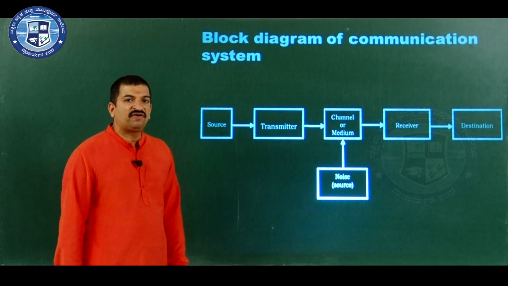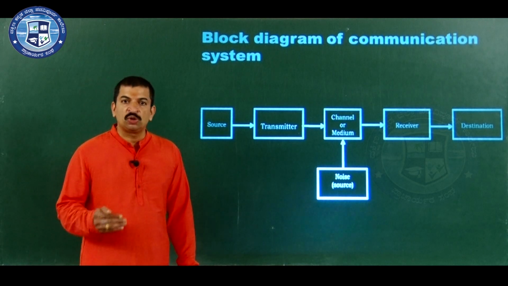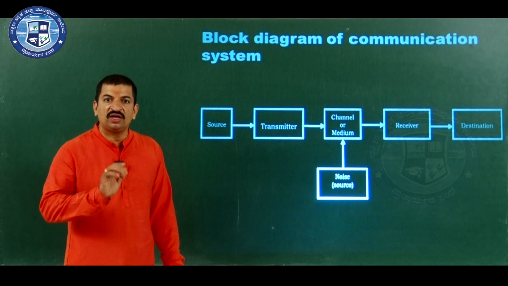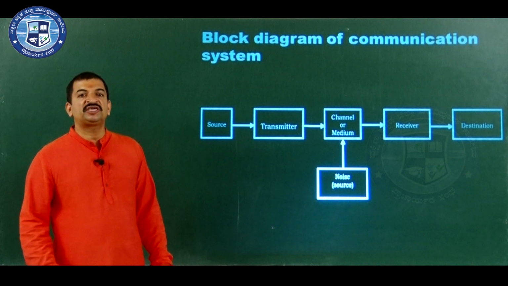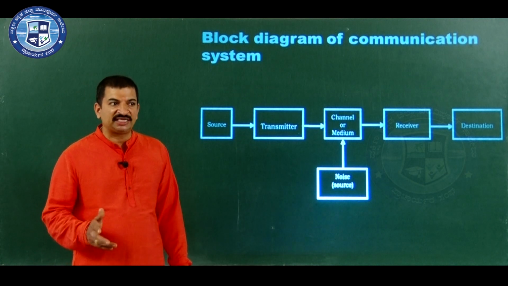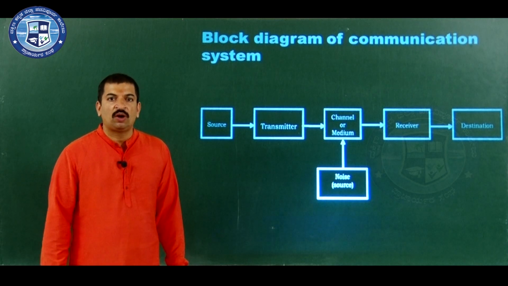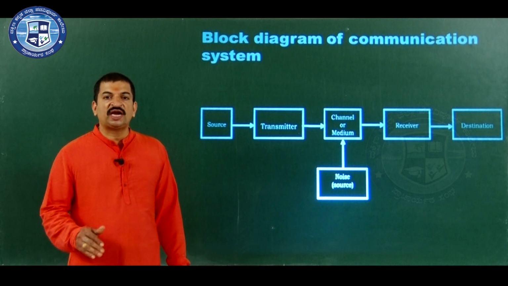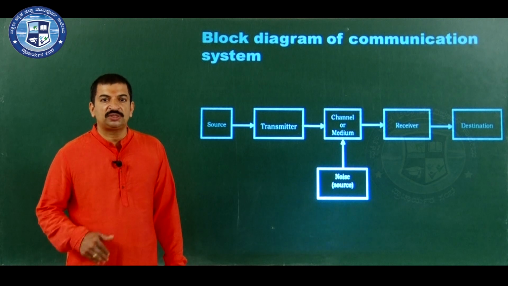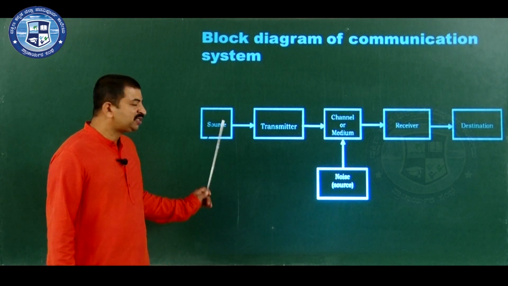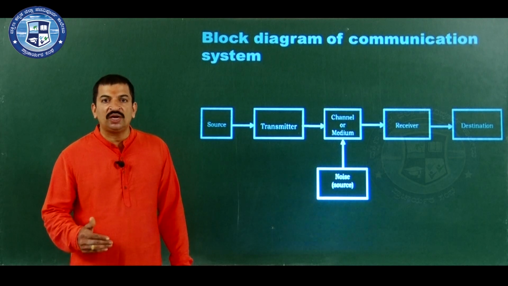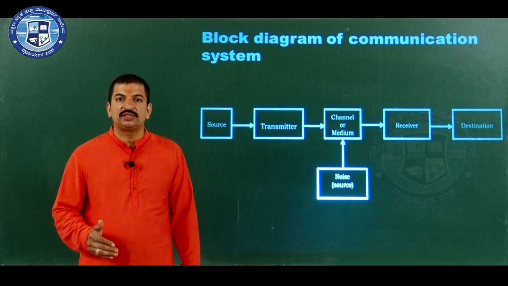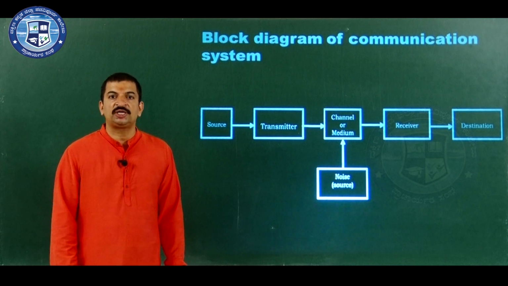Now, here we have the information source. The information source originates the information. This information may be a picture, or it may be a text message, or it may be a sound wave or audio information. The information cannot be transmitted to a distant place directly. So, this information is converted into an electrical signal with the help of the transmitter. The transmitter converts the information into an electrical signal.